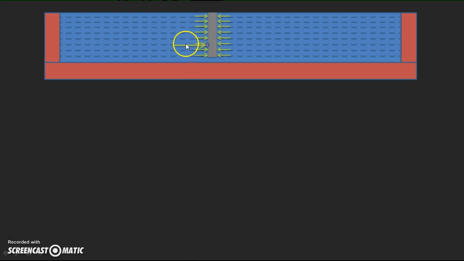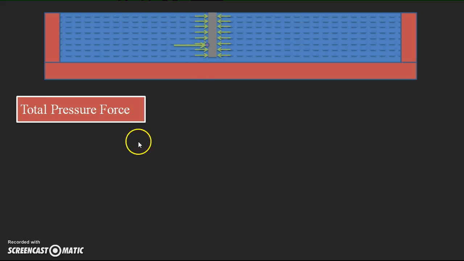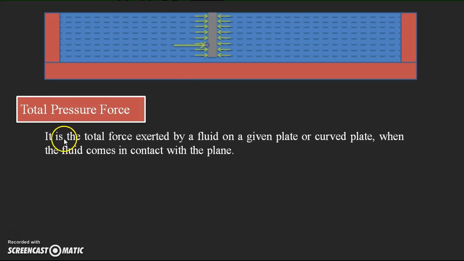So that means here the total pressure force we can define. How can we define the total pressure force? Here it is the total force exerted by a fluid on a given plate, that may be a vertical plate or inclined plate or a curved plate, when the fluid comes in contact with it. Sorry, here it is not plane, so try to make the correction here. When it comes in contact with the fluid, that is the total pressure force.